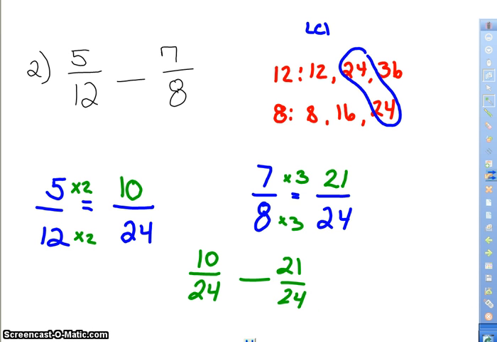And at this point, once again, you're just comparing numerators. And 10 is less than 21. Okay, so it's a less than sign. So 5/12 would be less than 7/8.